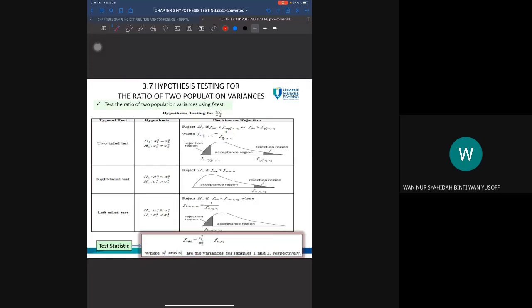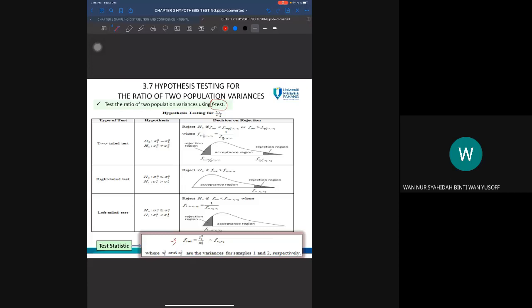So the last one we have is the ratio of two population variances. We have sigma 1 squared divided by sigma 2 squared. The only formula here is F test equal to s1 squared divided by s2 squared. The F distribution is similar to chi-square. They are positive distributions.